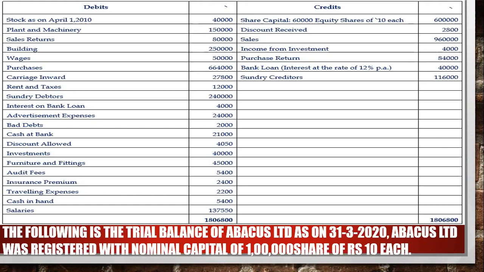After that, you have last furniture and fitting. You have 45,000 rupees. So you have to calculate 10% of 45,000, so you will get 4,500. So you have to calculate all three of these. First is plant and machinery 30,000, building 25,000 and furniture and fitting 4,500. So total depreciation will be 59,500.